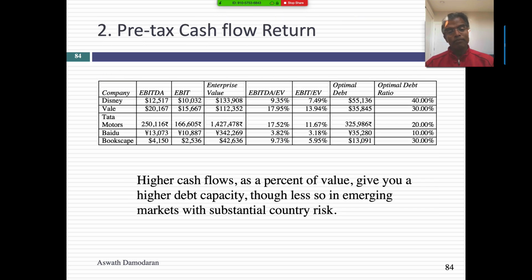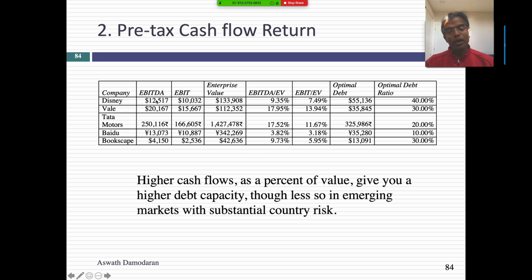Here's the second factor. Tell me how much you have in cash flows. Earlier, I described my optimal debt ratio approach as one that's focused on operating income. The more you have in operating income or its close relative in EBITDA, relative to your market value as a company, the higher your optimal will be. In fact, here's what I've done.